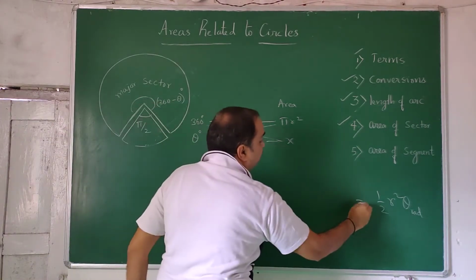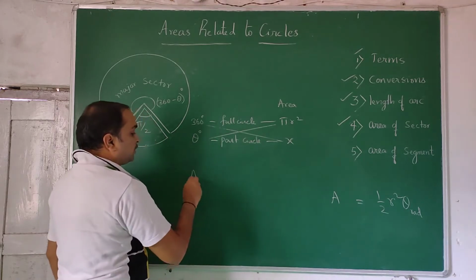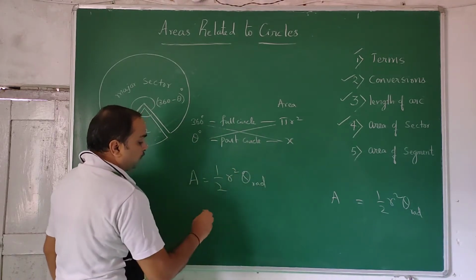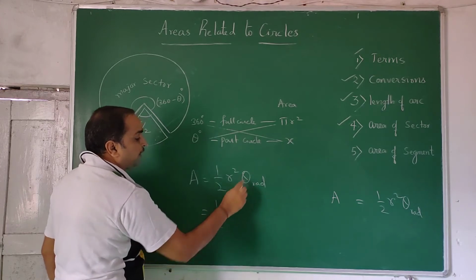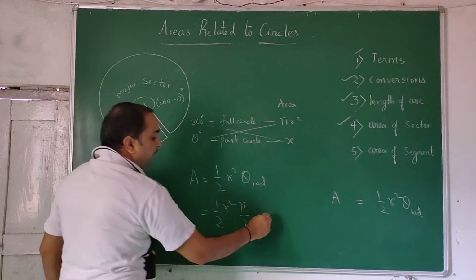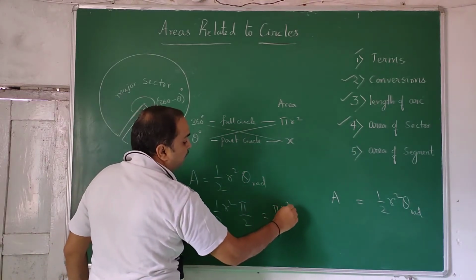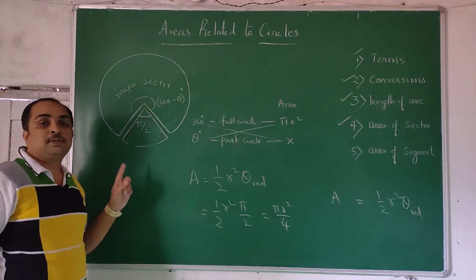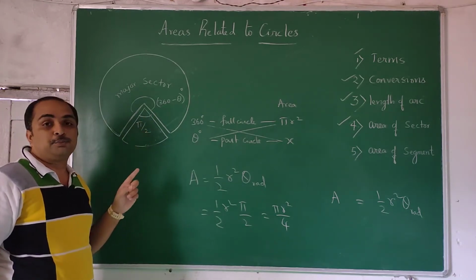So area is equal to half r square theta, with theta in radians. So half r square, and 90 degrees in radians is pi by 2. So it comes out to be pi r square by 4. That is nothing but 1/4 of the circle. 90 degrees is nothing but pi by 2.